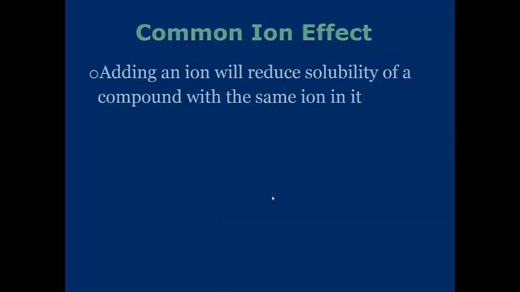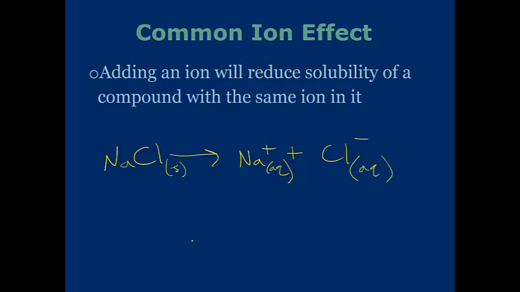The common ion effect. I'm sure you've heard of this before in your chemistry classes, but the common ion effect quite simply states that adding an ion will reduce the solubility of a compound with the same ion in it. So, what do I mean by that? Well, if I were to look at something simple, for example, sodium chloride dissolution. So if I went from a solid, put it into an aqueous mixture, and got some sort of aqueous blend of sodium and chloride ions, if I were to add potassium chloride, that's going to increase the chlorine concentration here, therefore decreasing the solubility.